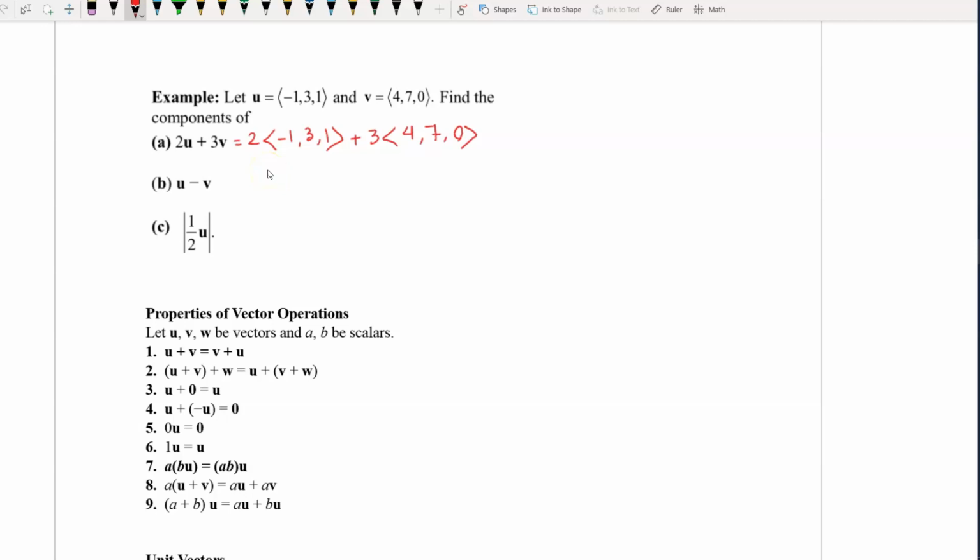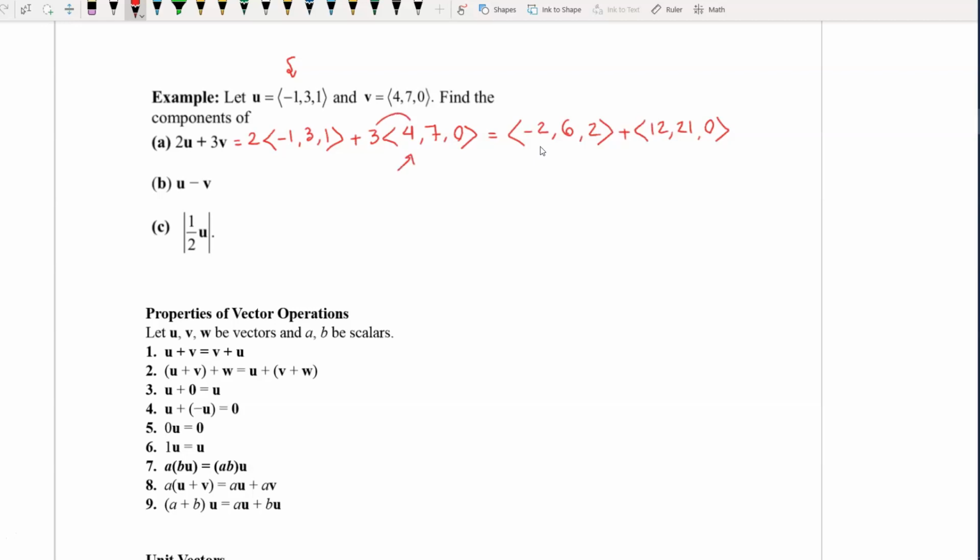So this is equal to 2 times what we have for u. It is negative 1, comma 3, comma 1. And then plus 3 times what we have for v. This is equal to this component negative 2, comma 6, comma 2. So we multiply by 2. Then plus here on this part we multiply by 3.